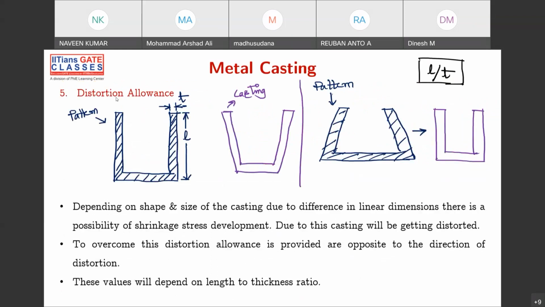Last but not least is distortion allowance. So what is this? This is nothing but when you have a long, thin casting with very big L by T ratios, right? The length is very high and the thickness is very small, right?